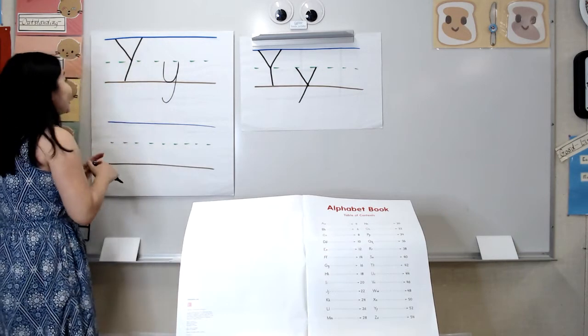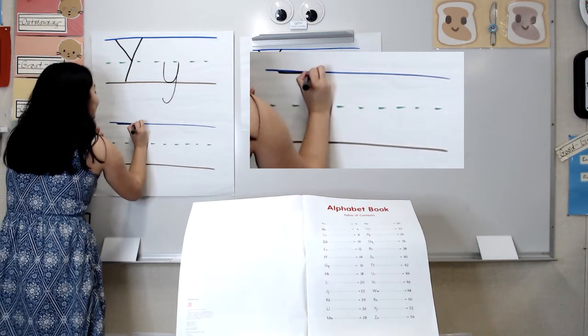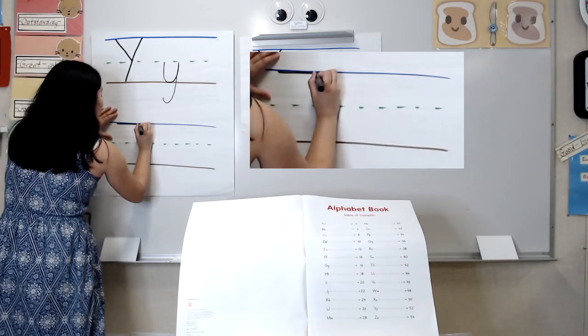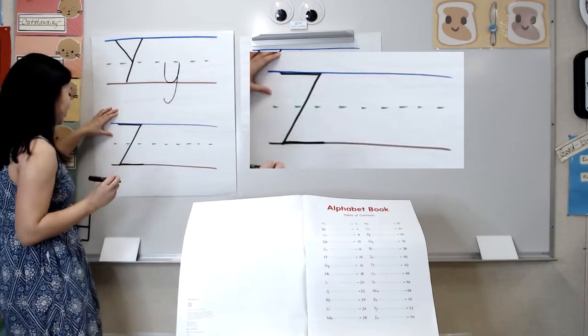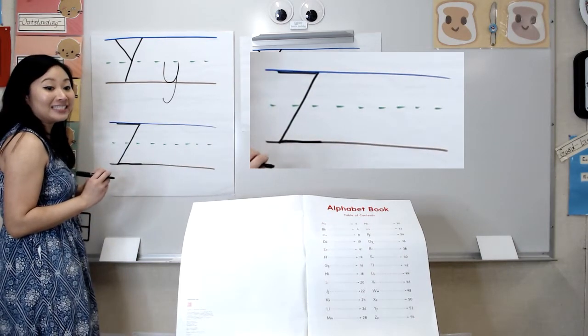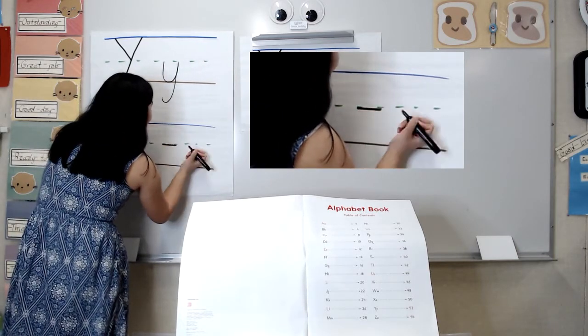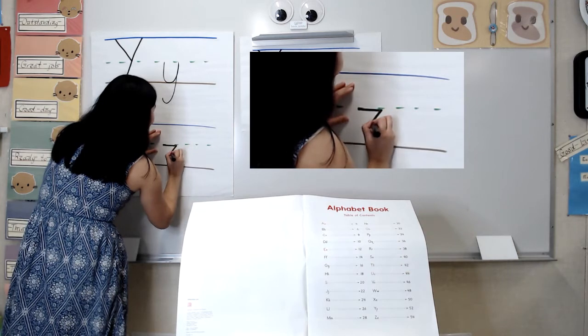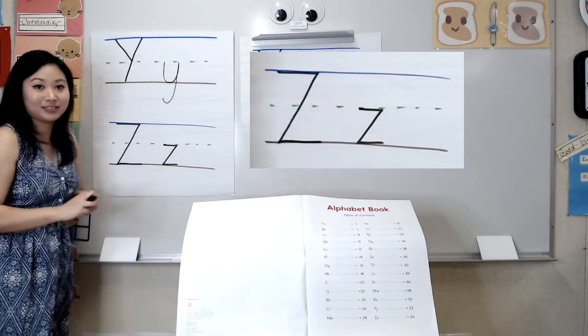I'm going to write the letter Z. For letter Z, you go across the sky, diagonal down, across the ground. That's an uppercase Z. For lowercase z, I go across the grass, diagonal down, across the ground.